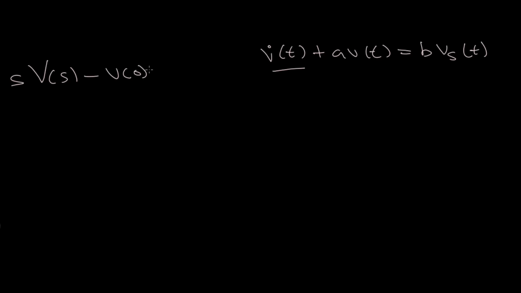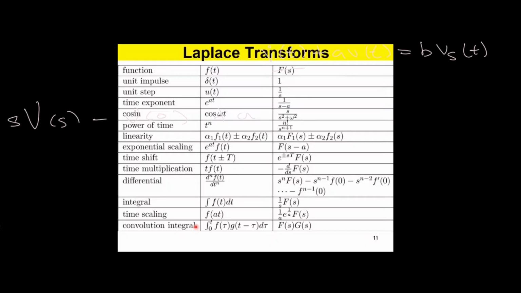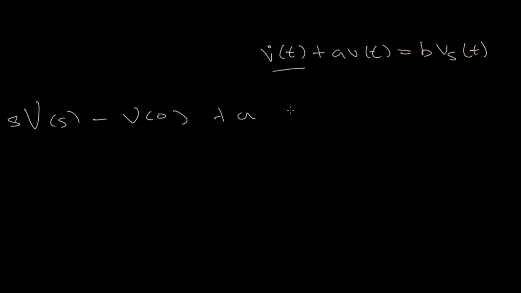Let me write that a little lower. s V s minus v0 plus a, and this is a variable. But how do we find the Laplace of a variable? F t, so v is going to be v t, and the Laplace of that is V s. Very simple. Capital V s equals b. Over here it gets a little tricky.